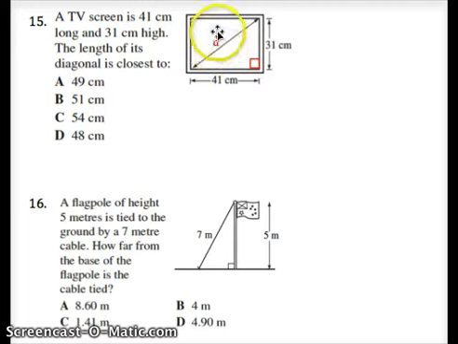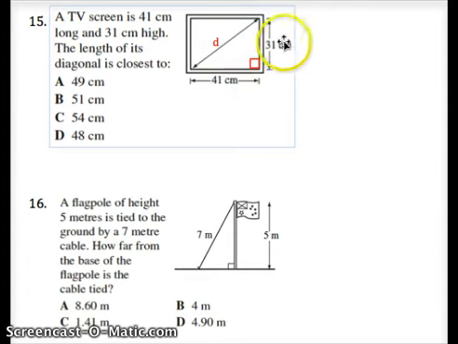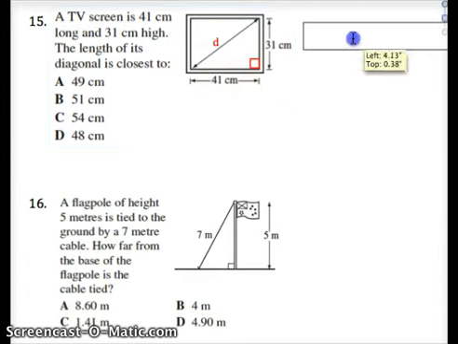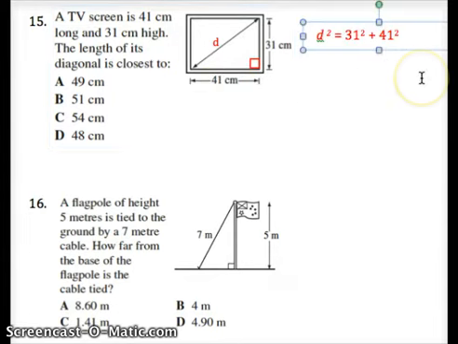D is my hypotenuse, it's my longest side, so you should put a circle around that. And so we say D squared equals 31 squared plus 41 squared. So the longest side squared, which is the hypotenuse, equals the two shorter sides squared. So I'll just write that in over here. So D squared equals 31 squared plus 41 squared.